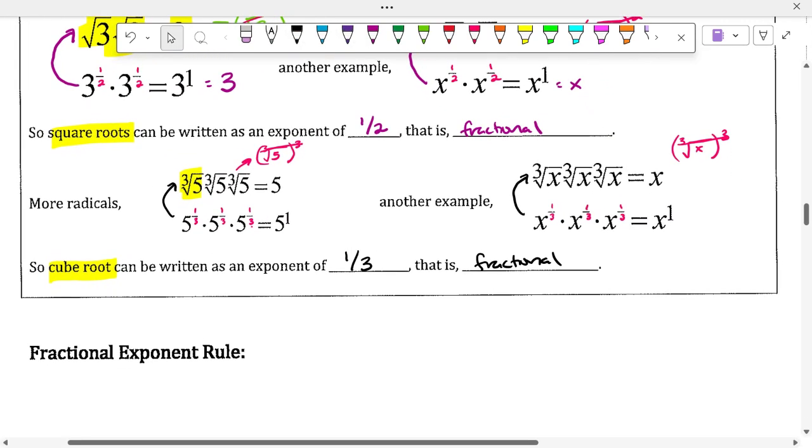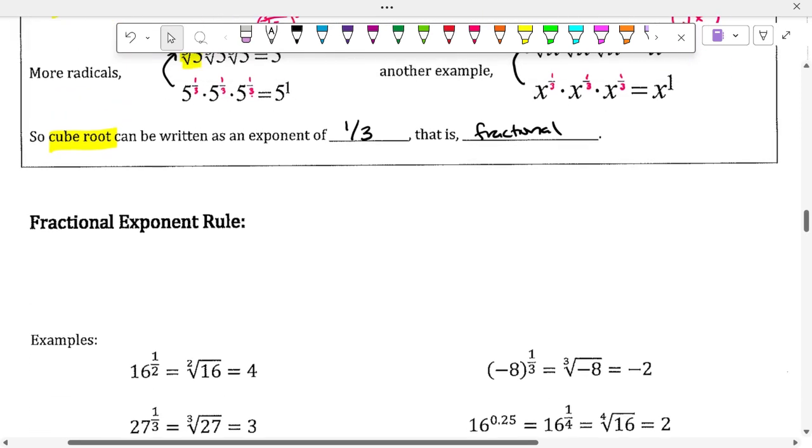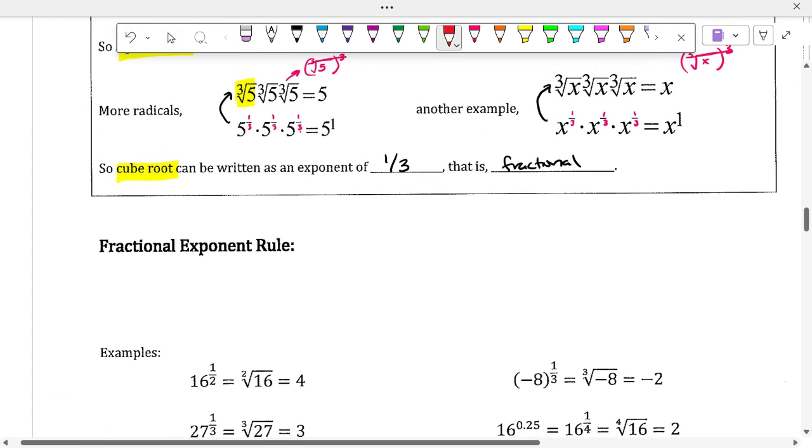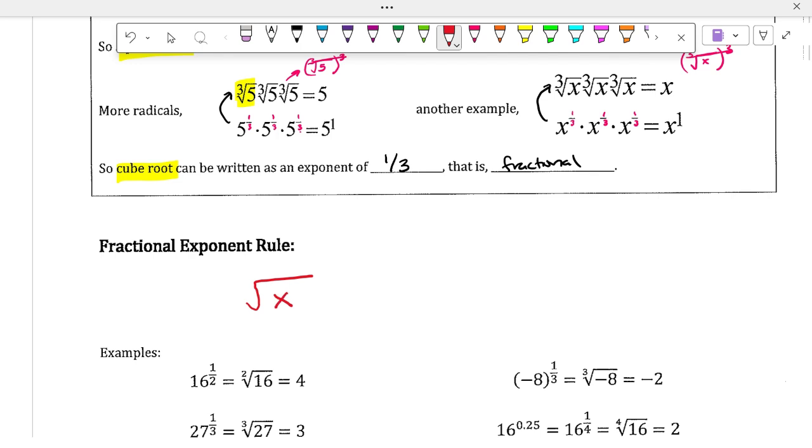So here is the fractional exponent rule. All right. If you have, let's say, the b root of x raised to the a power. This is the same thing as the b root of x power rule a power. I'm just showing you the different ways you can see it. And this would be the same thing as x raised to the a over b power.